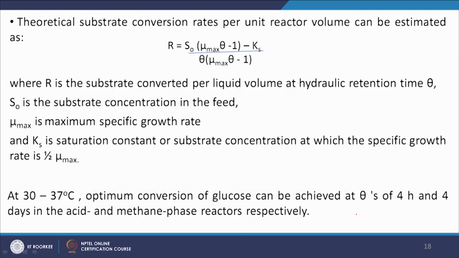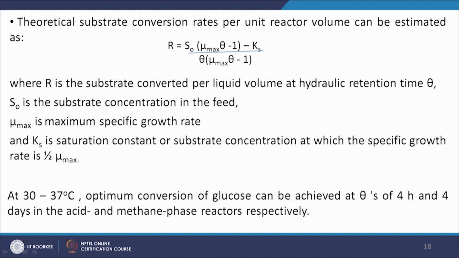the theoretical substrate conversion rates per unit reactor volume can be estimated by this formula: R equals S0 over theta minus (1 over theta) into Ks by (mu max theta minus 1), where R is the substrate converted per liquid volume at hydraulic retention time theta, and S0 is the substrate concentration in the feed, mu max is the maximum specific growth rate, and Ks is the saturation constant or substrate concentration at which the specific growth rate is half of mu max.